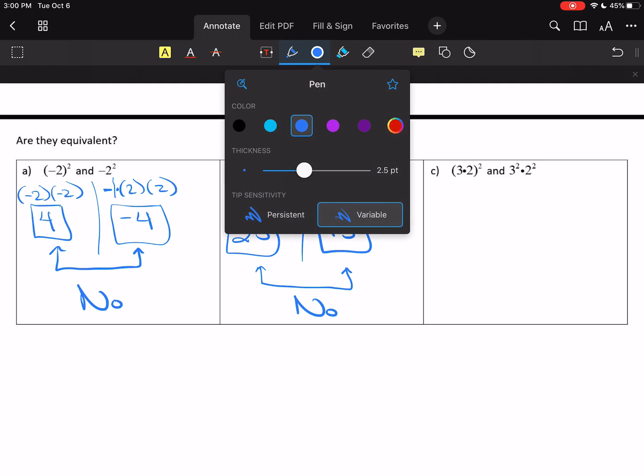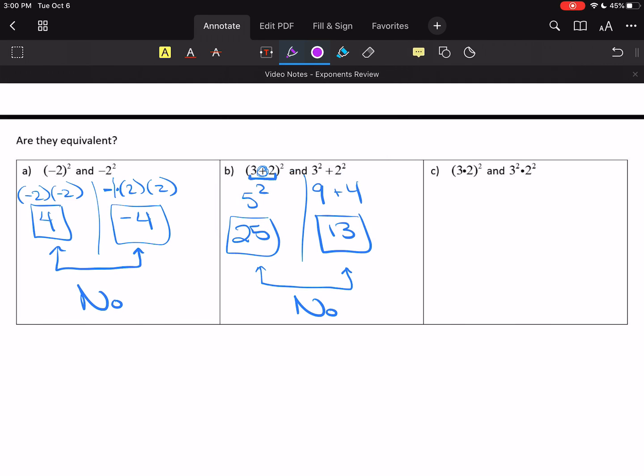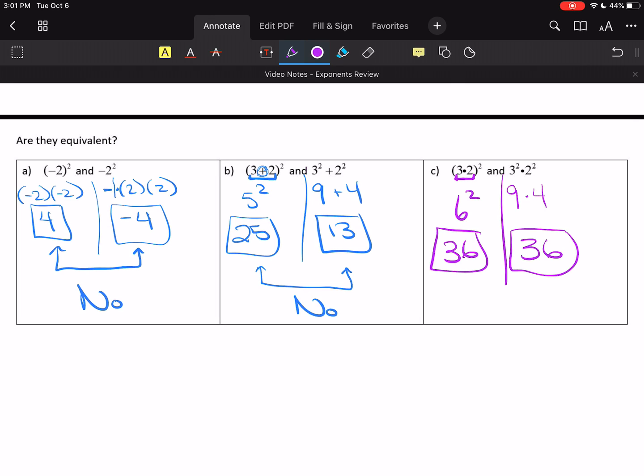Last one. Again, PEMDAS, order of operations. 3 times 2 would give me 6 squared, which would be 36. 3 squared would be 9, 2 squared would be 4, and that would give me 36. So this is why we can distribute the 2 with multiplication, because it will be equivalent. It will give us the same answer.